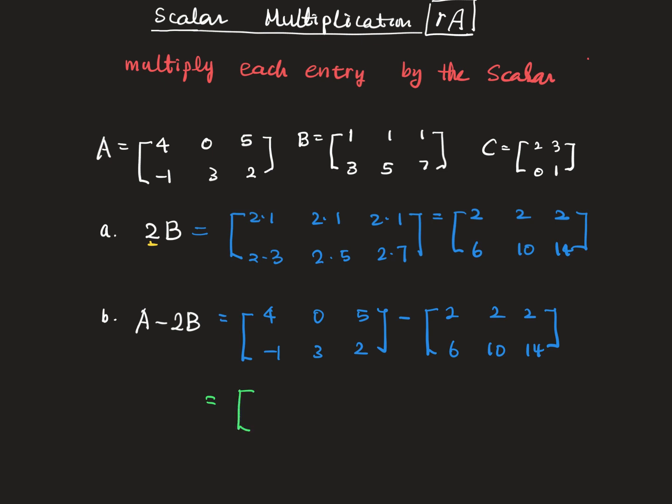Each element: 4 minus 2, that's 2. 0 minus 2 is -2. 5 minus 2 is 3. -1 minus 6 is -7. 3 minus 10 is -7. 2 minus 14 is -12. Okay, that's how you're gonna do this subtraction, guys, all right?